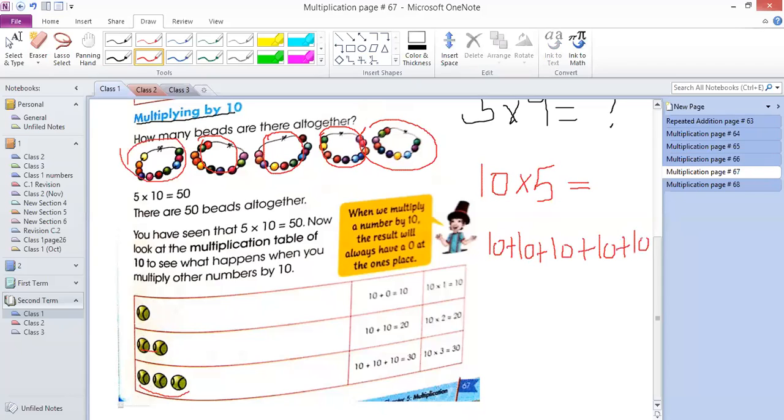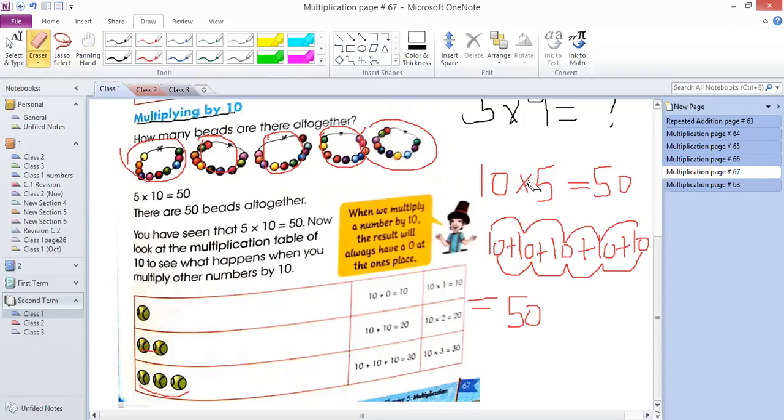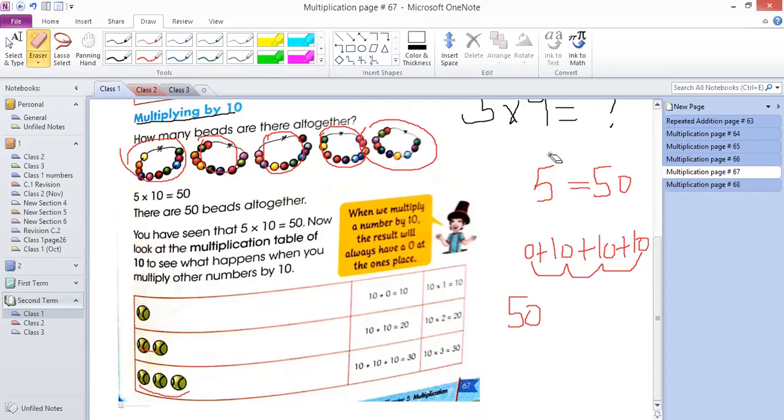So it will be difficult for you guys to add 10 5 times. Or if you don't know the table, then you don't have any other option. 1 plus 1 plus 1. You will write 5, 0. And 5 times 10 is also 50. So the total number of beads are 50 altogether. So there are 50 beads altogether. Right?